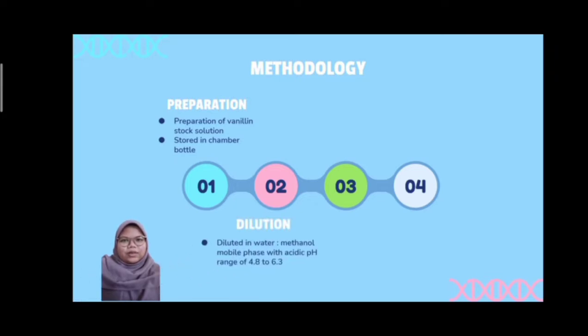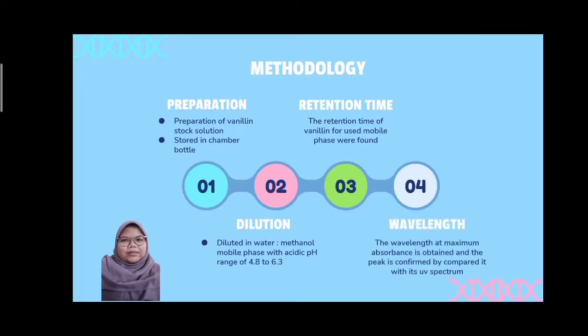Next, it was diluted with an acidified water-methanol mobile phase with an acidic pH range of 4.8 to 6.3. After that, we discovered that the retention time is quite short, taking only 2.21 minutes. Besides, at the maximum absorption of vanillin, we determined that the wavelength is 231 nanometers. The peak was also confirmed by comparison with its specific UV spectrum.